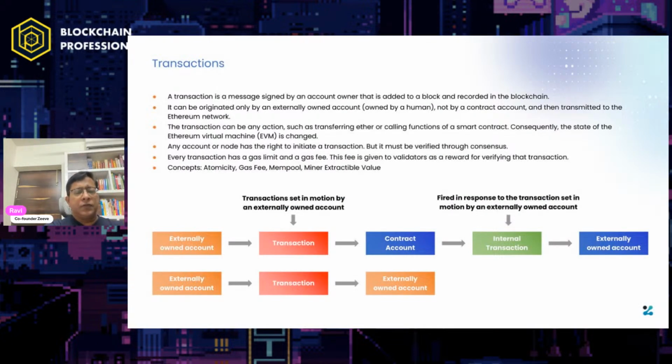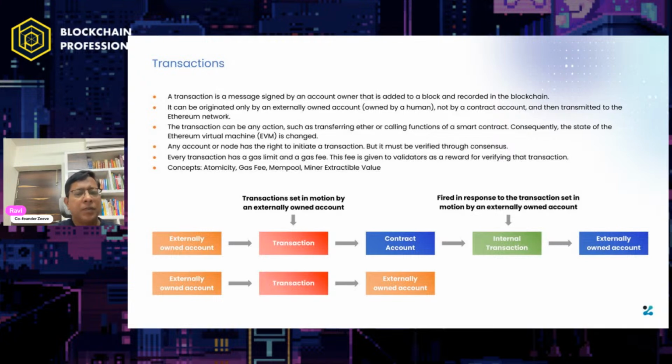So first, let's take up transactions. I think the content is based on Ethereum, and is largely applicable to most of the blockchains today. There are two kinds of accounts in Ethereum. One is the externally owned account, which is a wallet account, and the second is a contract account.